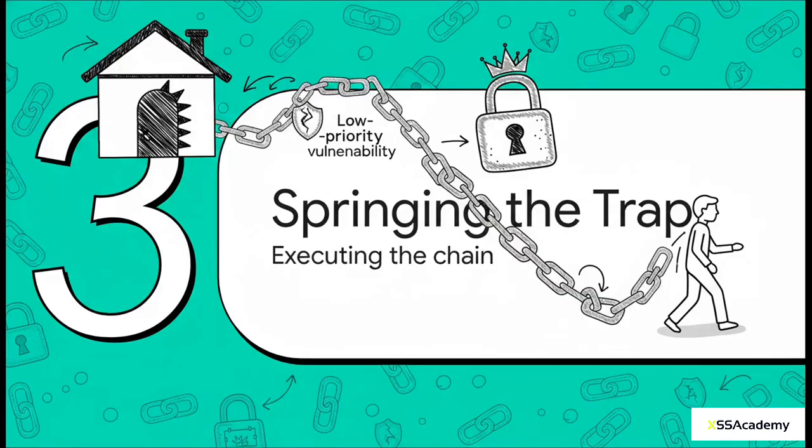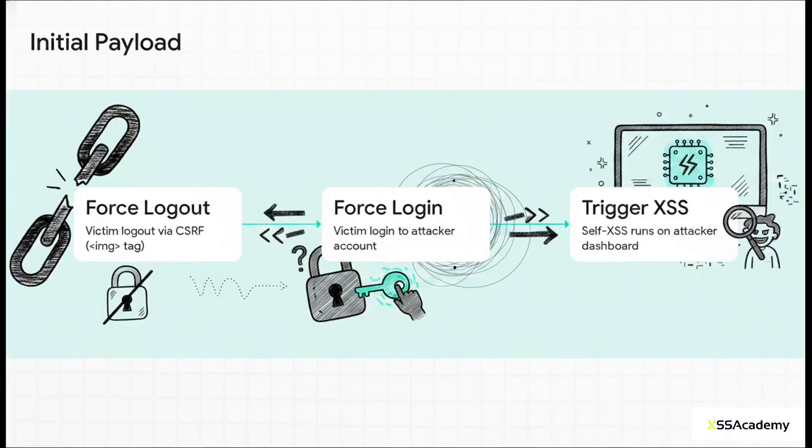Section 3, Executing the Chain, Springing the Trap. Okay, the trap is set in the attacker's house. Now they just need to trick the victim into walking through the front door. This is where the brilliant chaining really begins. The attacker sends the victim a seemingly innocent link, and the moment the victim clicks it, bam!